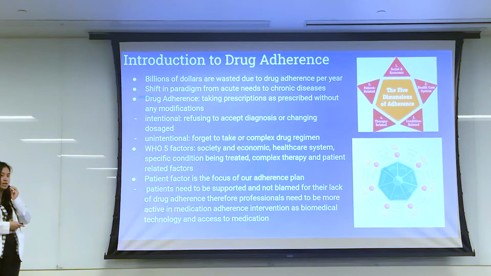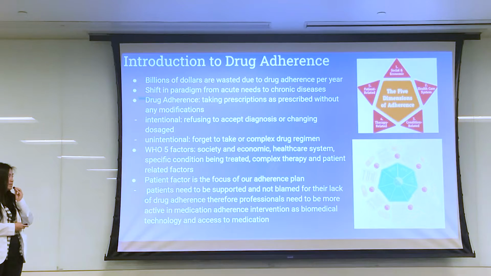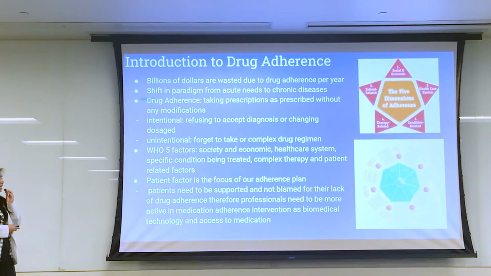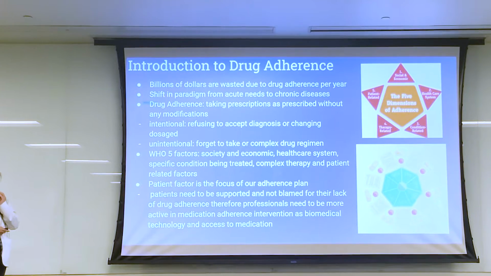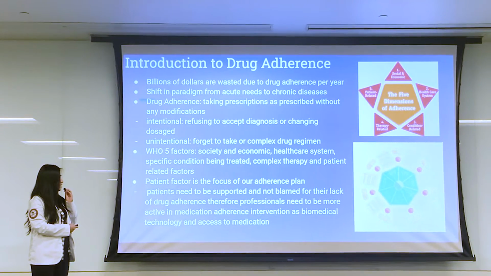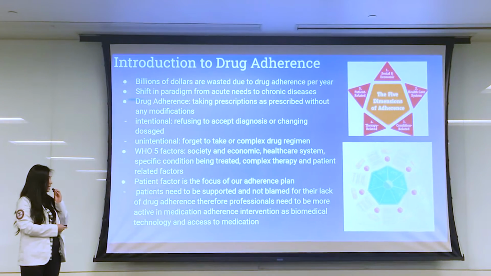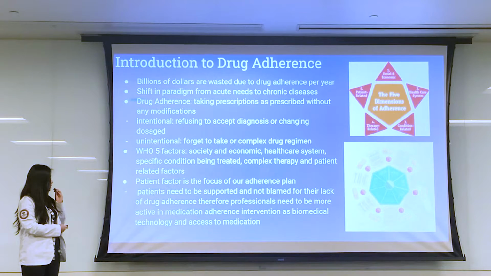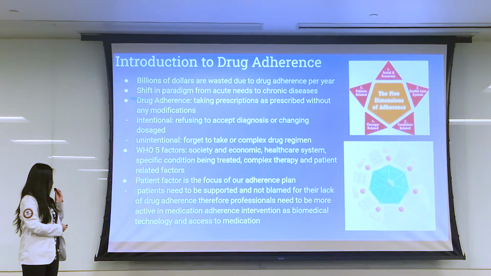There are two types of drug non-adherence, intentional and unintentional. Intentional is refusing to accept a diagnosis or changing the dosage. Unintentional is forgetting to take the drug regimen, or if the regimen is too difficult to understand. Later we will discuss the 5 factors of drug adherence, which are society and economic, healthcare system, the specific condition being treated, as well as complex therapy and patient-related factors.